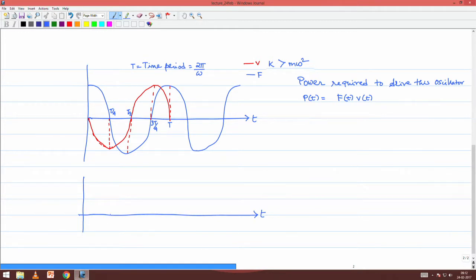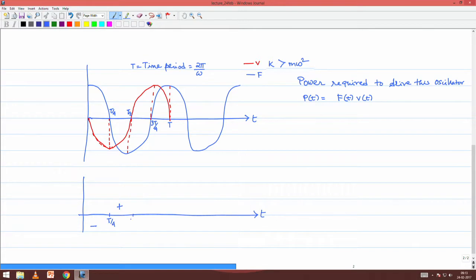Now, what happens from 0 to T by 4? Force and velocity have opposite sign. So, therefore, what is the power? The power is going to be negative in the first T by 4 quarter period of the time cycle. What happens in the next quarter period between T by 4 to T by 2? Both force and velocity are negative. So, as a result, the power that will come out is going to be positive.